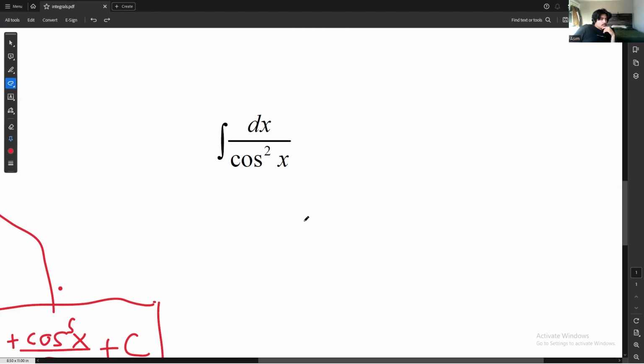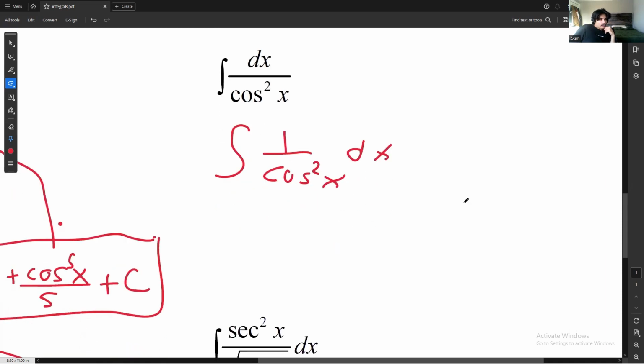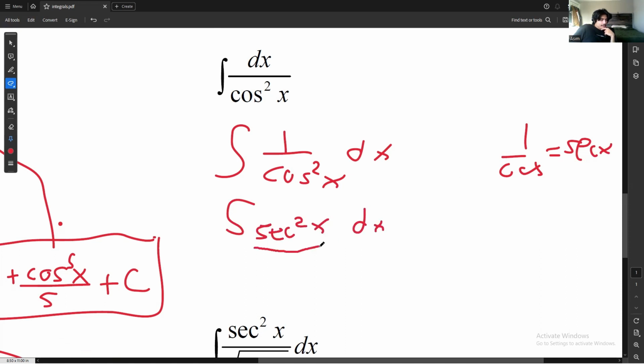Next, dx over cosine square x. So guys, over here, we can just write this as 1 over cosine square x dx. And after that, we know that 1 over cosine is equal to secant x. So I can write this as secant square x dx. And you all know that if we integrate secant square x, we're going to end up with tangent x plus c.